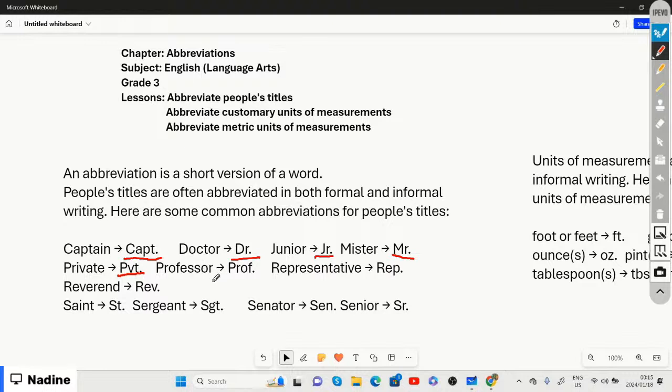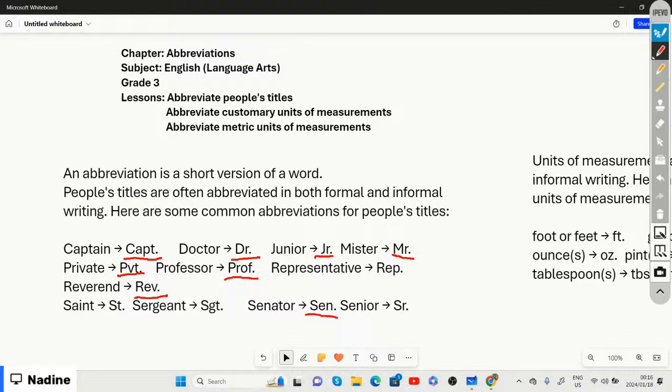The same with professor. When you go to the university and you interact with the professor during lecture times, people will usually call the professor by a shortened version, just saying prof. And maybe a reverend, from a specific church, we just say rev. Then we have saint, sergeant, even senator, right? Senator would be abbreviated as sen.